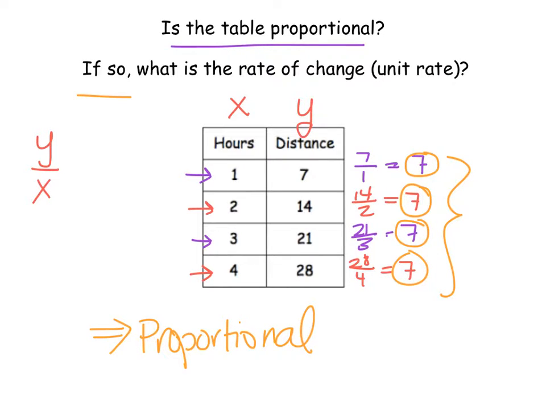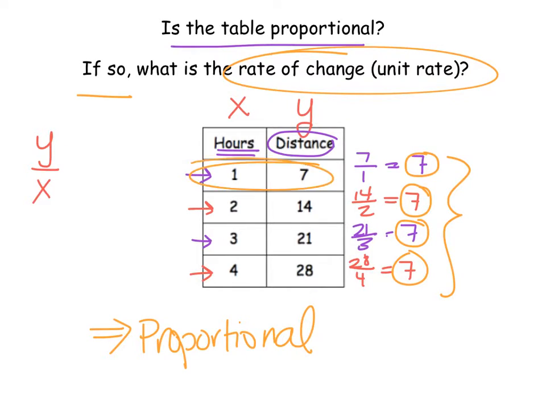Now, because it's proportional, let's see if we can come up with the unit rate. What is their distance per hour? Well, we actually can see it right in our table. They go 7 in 1 hour. We could say 7 miles, 7 feet, 7 inches. We don't have a label, but it is 7 over 1, and that would be our unit rate. Notice we sometimes will call it a rate of change.